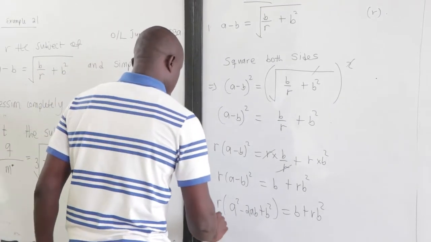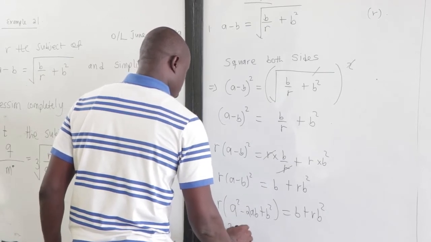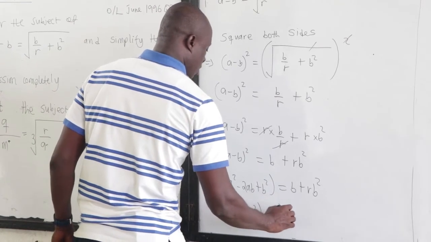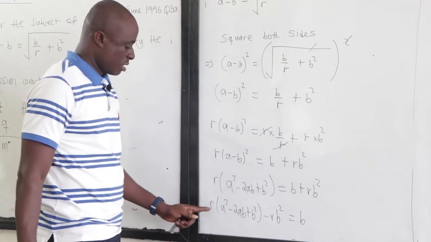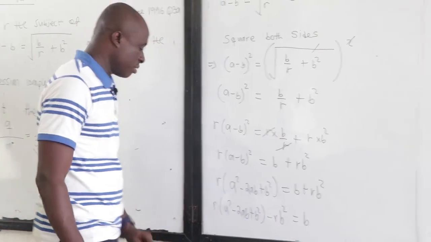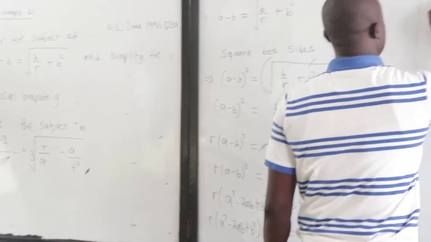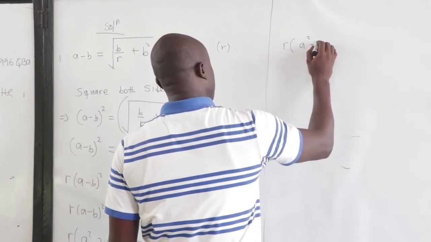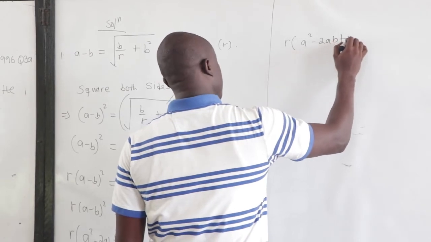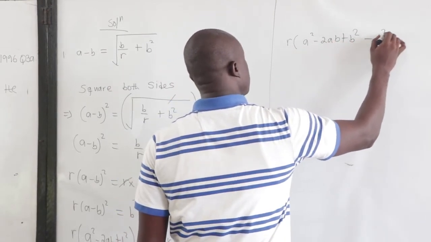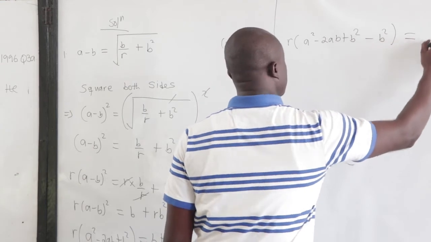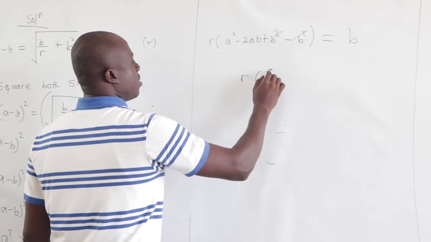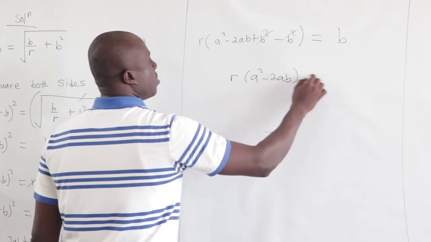So we have R, A squared minus 2AB plus B squared, minus RB squared, equal to B. Now R is common here, R is common here, so you can factorize R out. So you have R, and what do you have? That is A squared minus 2AB plus B squared minus B squared, equal to B. This and that will cancel, so we have R, A squared minus 2AB, equal to B.